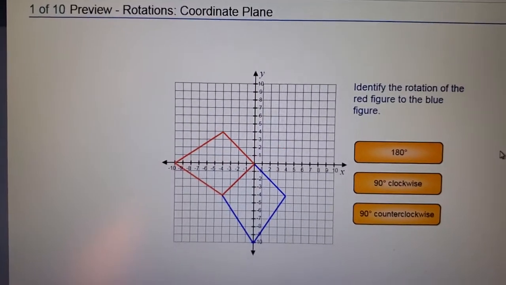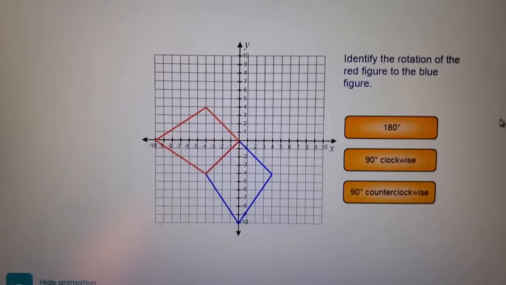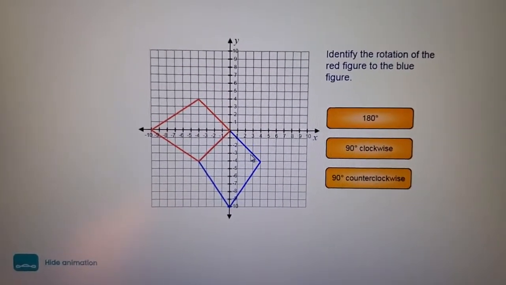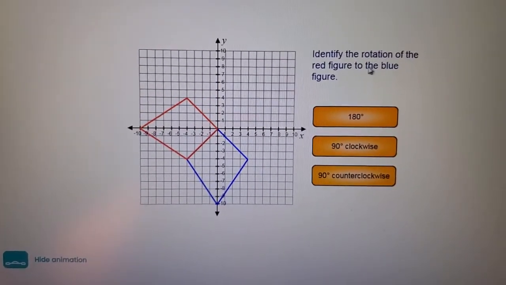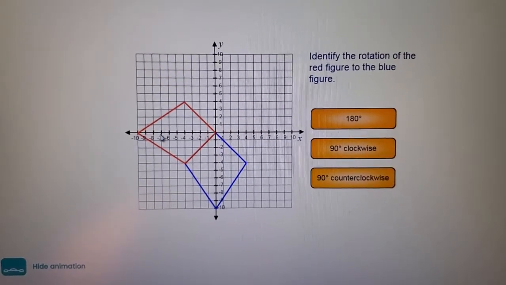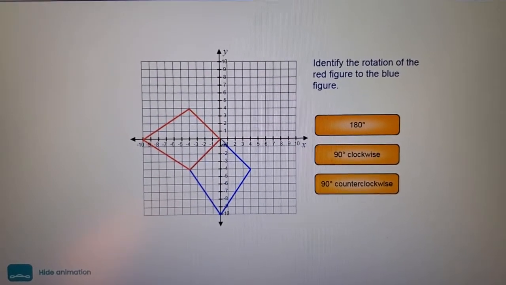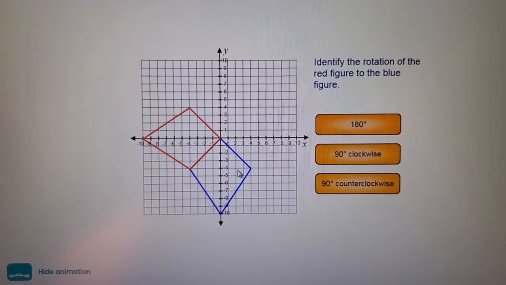This is Mathletics 7 in the shape unit. It's called rotations coordinate plane. So here's what's happening in this one. It says identify the rotation of the red figure to the blue figure. So it started as the red figure and then it's rotated around this center point we call the origin to become the blue figure where it is.